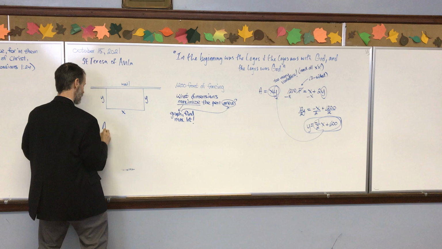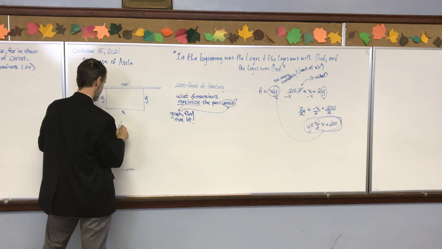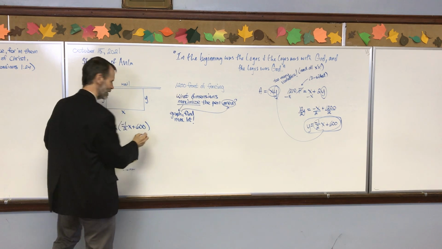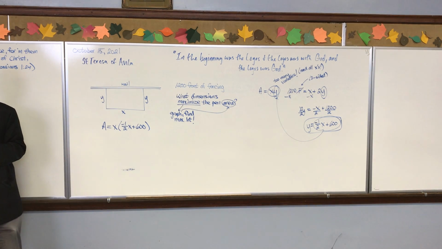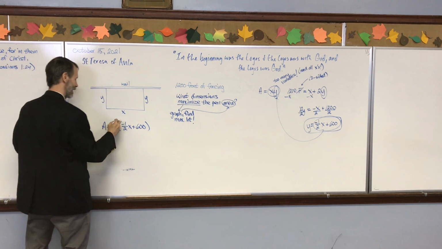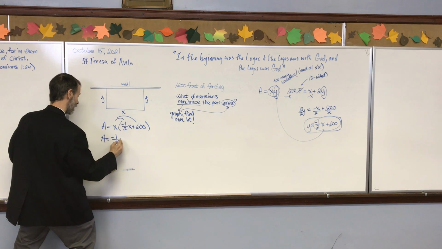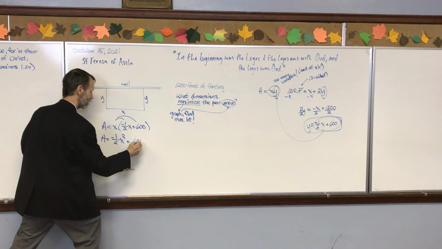We have the area is equal to x times negative 1/2 x plus 600. Somebody simplify that for me. That's it. Is that simplified at all? What could you do? Distribute the x. What do you get if you do that? So negative 1/2 x squared plus what? 600x.